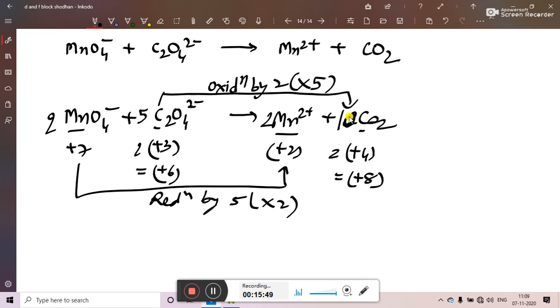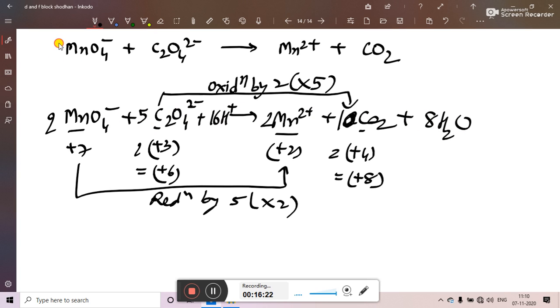Thereafter you have to balance the charges. On the left hand side it is 2 minus and 5 2s are 10 minus, so 12 minus. On the right hand side we are having 2 2s are 4 plus. Now medium is acidic, so on the left hand side we have to add 16H plus, because 16 plus and minus 12 will become plus 4. So both the side it will become plus 4. Then on the left hand side, as we are having 16 hydrogen, so on the right hand side we have to write down 8H2O. So this is the balanced equation.